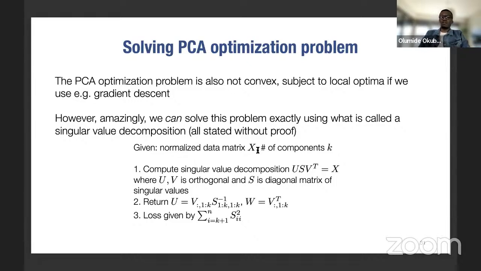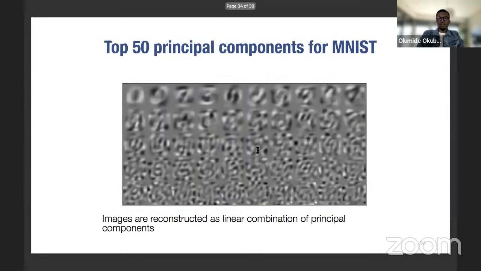So you compute the singular value decomposition of X, where U and V are orthogonal and S is a diagonal matrix. And then we return U for 1 equal to K, S 1 to K, and W is equal to V transpose 1 to K, and then your loss is given by a summation over N, but looking at the diagonal matrix, right? Now, I'm going to explain this, so don't worry.